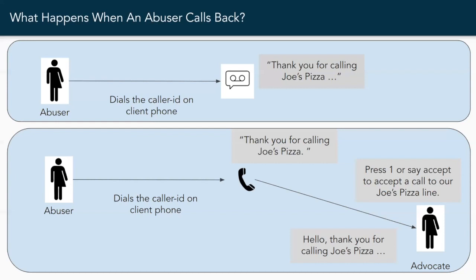Another option is that if somebody calls back the caller ID that shows up on the client's phone, they'll get to a line that says something like, "Thank you for calling Joe's Pizza. Please hold while we connect you." And then one of your advocates will live answer that call. Just make sure that if you choose the latter option, your system also gives your advocate enough context and some kind of reminder so that they know they're answering a call to the Joe's Pizza line as opposed to your regular hotline.